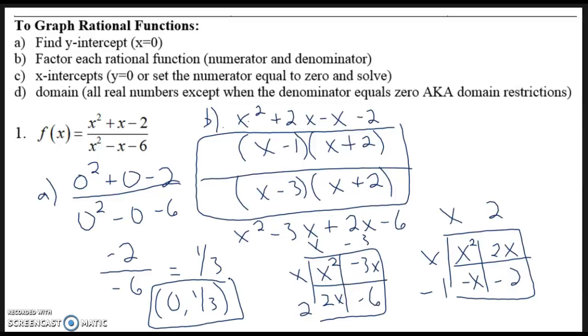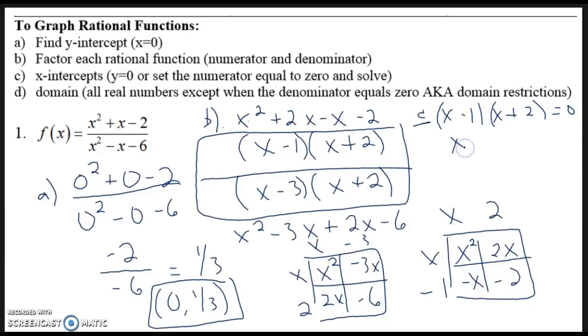Okay, so for my x-intercepts, y needs to be 0. So I set the numerator equal to 0 and solve it. Because 0 divided by anything is still going to be 0. So all that matters is that my numerator is 0. So my numerator now is x minus 1, x plus 2. So this is part C. We'll set that equal to 0.